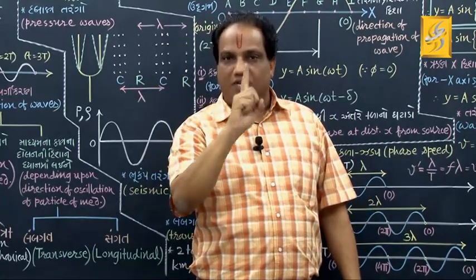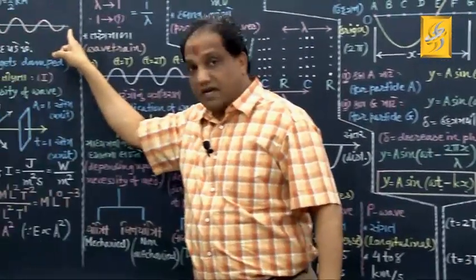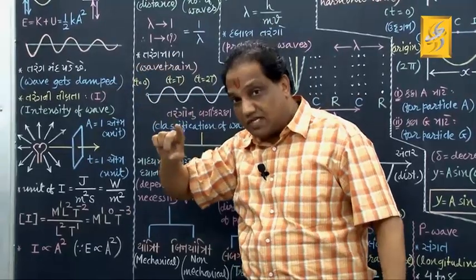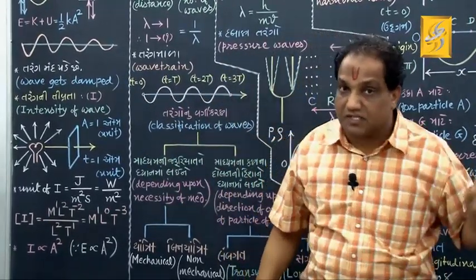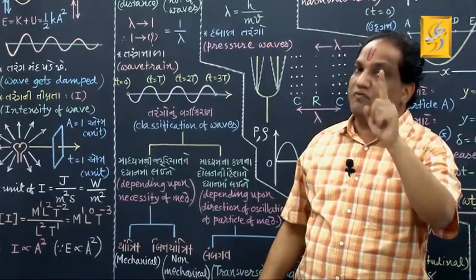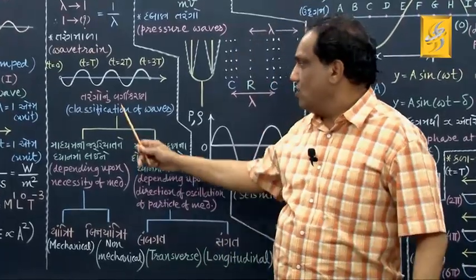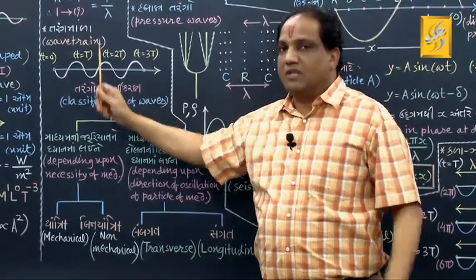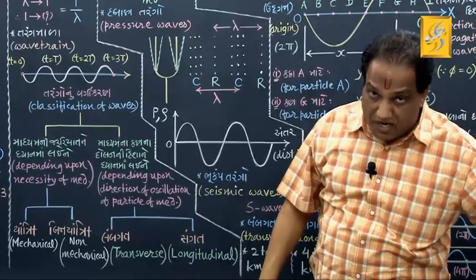When you are talking about a single wave, it is getting damped as it travels ahead and ahead, correct? So after some distance it may stop also. So a single wave stops after covering some distance, but a wave train is a non-stop motion of disturbance. Non-stop motion of disturbance is called a wave train.